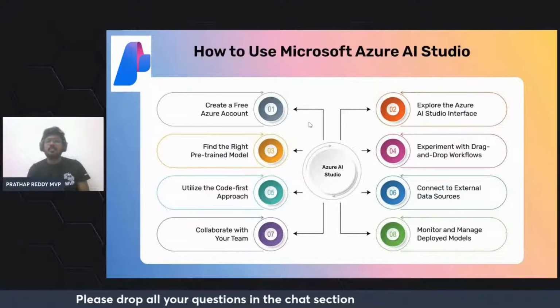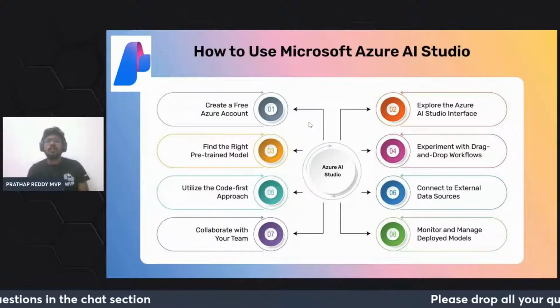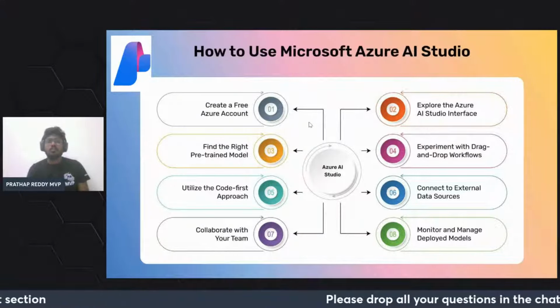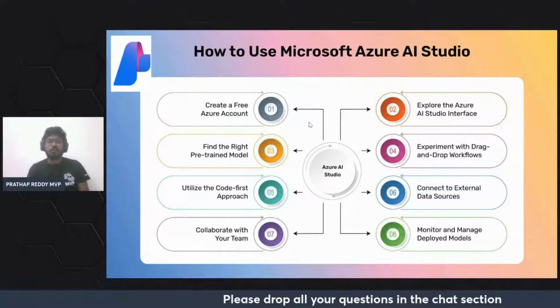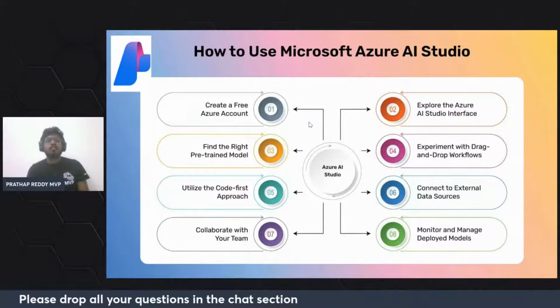And the fourth one is to experiment with drag and drop. You can also utilize prompt flow, and if you want to add any LLMs, you can also go and experiment with the things that you want to demonstrate with the help of this Azure AI Studio, and utilize the code-first approach.